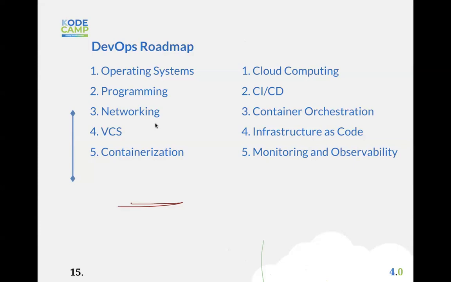CI/CD, container orchestration, infrastructure as code, monitoring and observability. So these are just some of the things that you need to know as foundations to starting out in DevOps. There are other things at advanced level and intermediate level that you need to know. But starting out, these are some 10 things that we can say are very essential to the DevOps practice.